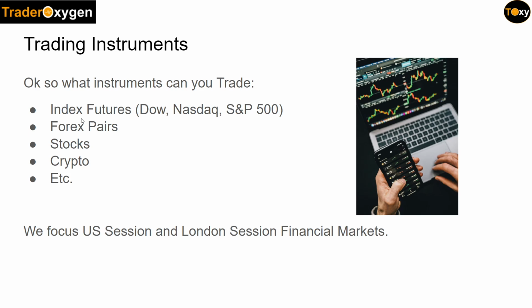Well, you can trade any of the instruments of your choice, but if we list a few major ones, like index futures, Dow, Nasdaq, S&P 500, or Forex pairs or stocks, crypto, etc. So when it comes to trading, it is your choice what instrument you would like to trade. So that's what you have to keep in mind. We focus on the US session and London session financial markets. So when we show the practical examples, you will see our focus is on these sessions.